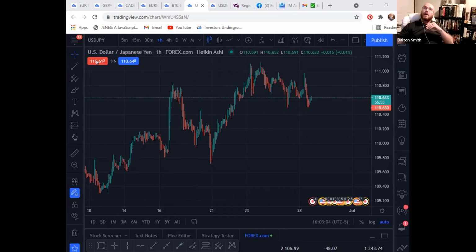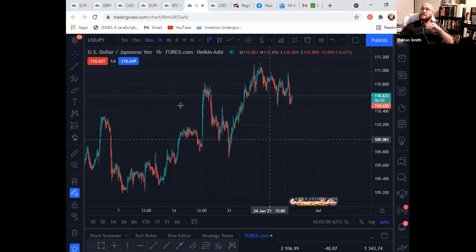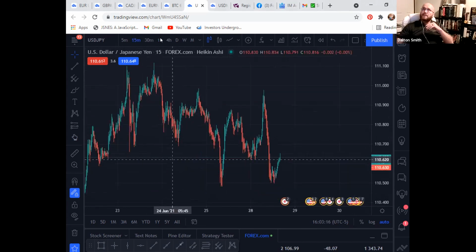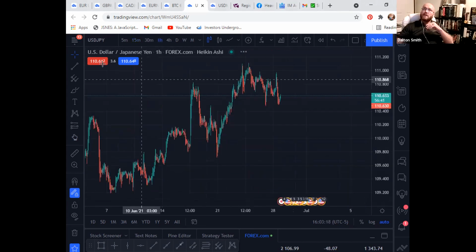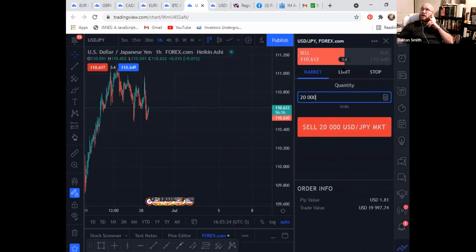Okay, so here we go. Let's say I think this is going to sell, which it kind of looks that way anyways, honestly. We'll go to the 15-minute chart. It doesn't really make any difference. Oh, this looks better here. Okay, so I would just hit sell right here. It's going to bring up my trading area here.